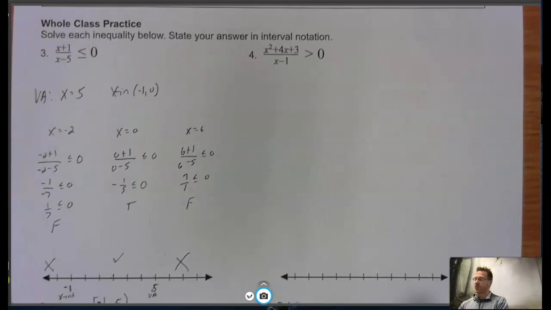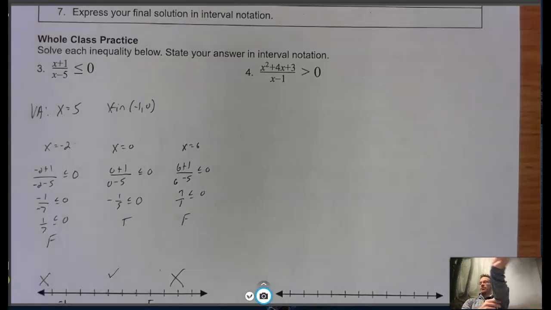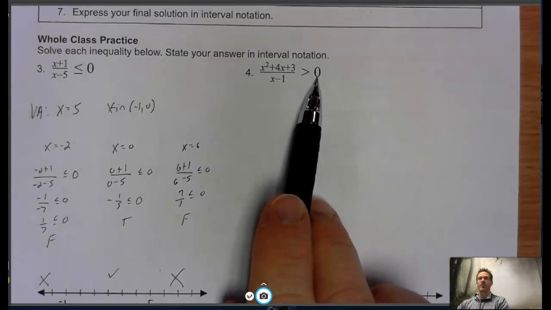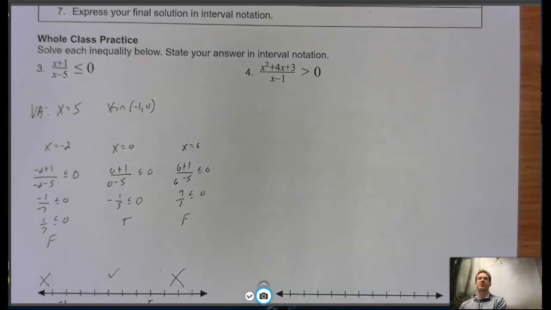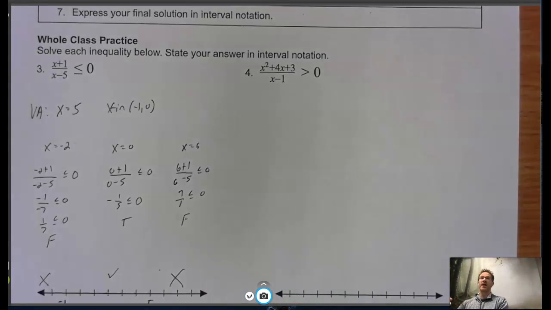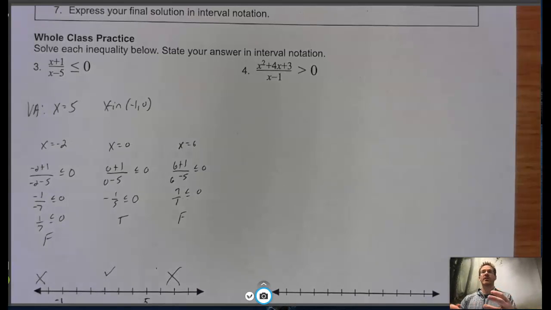All right, so let's look at number 4 then. Notice as we go through this, I'm equal to 0 on one side and I have one expression on the other side, so those first 2 steps are good. Now notice this time I do need to do some factoring. I'm not going to go through the method of factoring, so if you need to pause the video to do your factoring, that's totally fine.